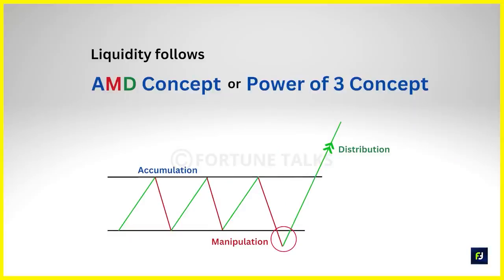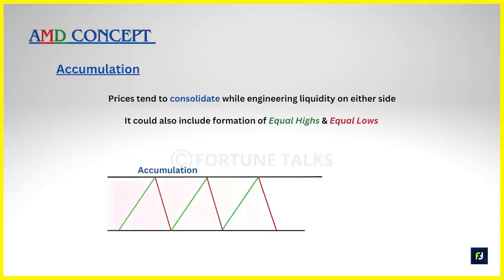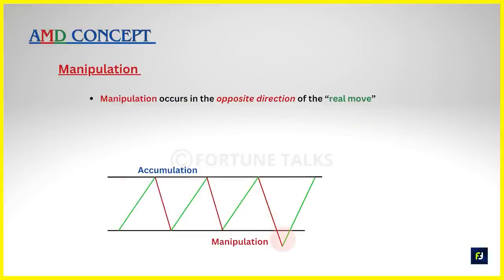liquidity. So if you have noticed, liquidity follows an accumulation, manipulation, distribution cycle, also known as the power of three. Let me explain this. Accumulation represents a stage within the market cycle where prices tend to consolidate while engineering liquidity on either side. The manipulation phase follows the accumulation and is often marked by sudden and sharp price movements that catch retailers off guard. Manipulation occurs in the opposite direction of the real move, and it is aimed to stop out the retailers and induce the breakout traders.